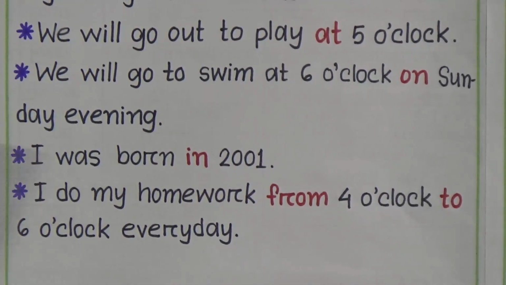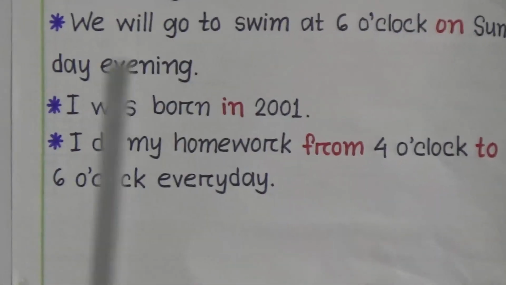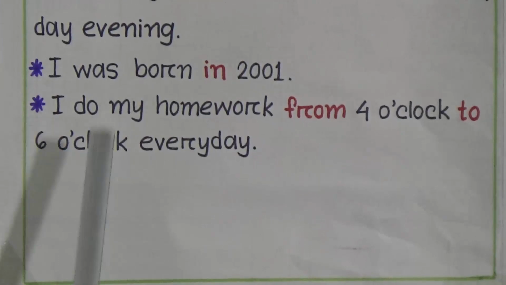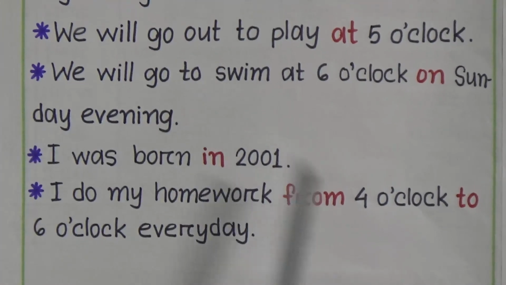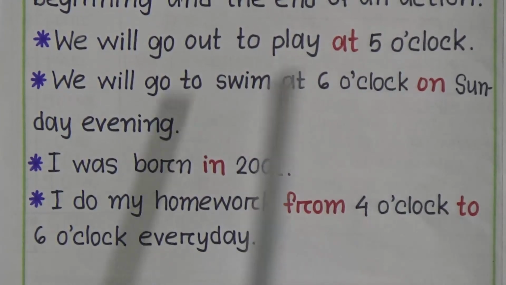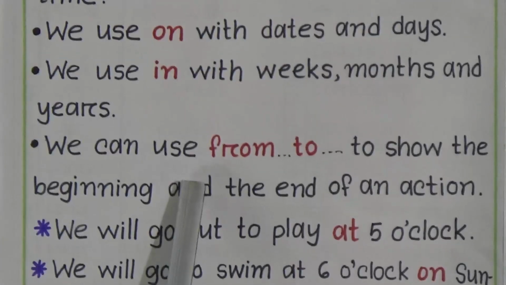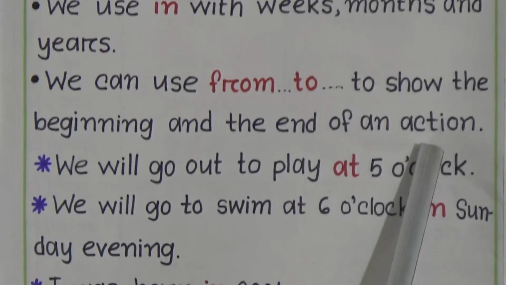Students, look, here we find 2 times. The first one is 4 o'clock and the second one is 6 o'clock. So we have to mention the times properly. For that we use from first and to after. From 4 o'clock to 6 o'clock every day. Because our rule is we can use from ... to to show the beginning and the end of an action.